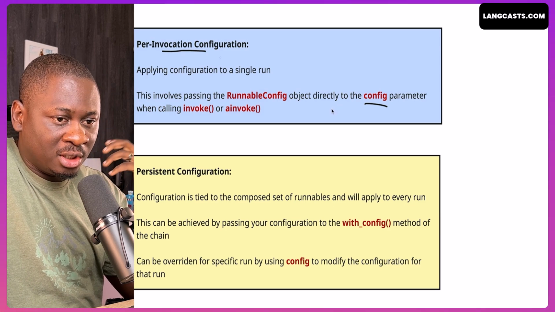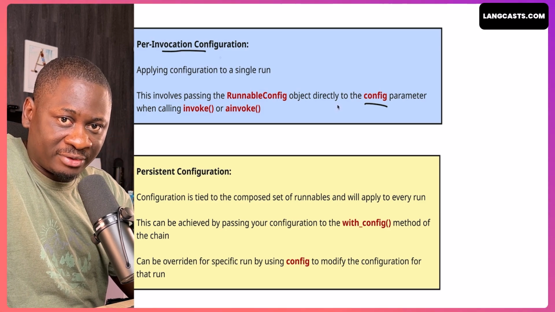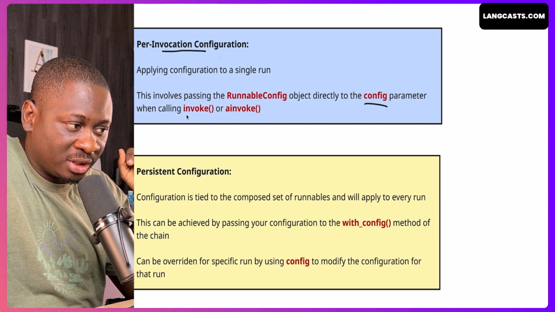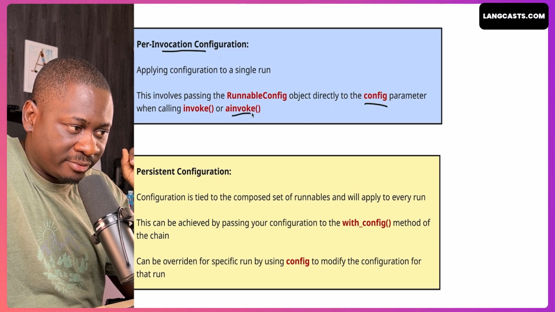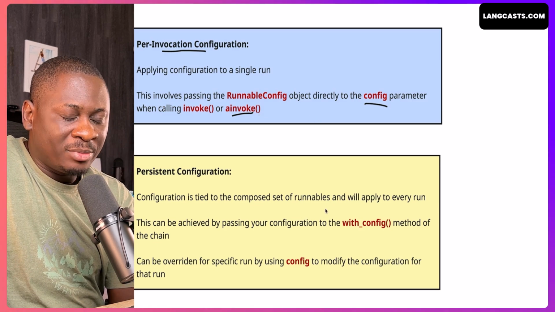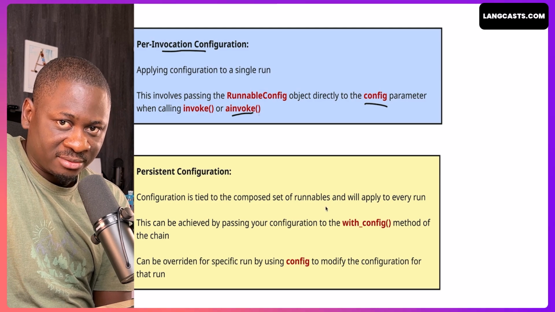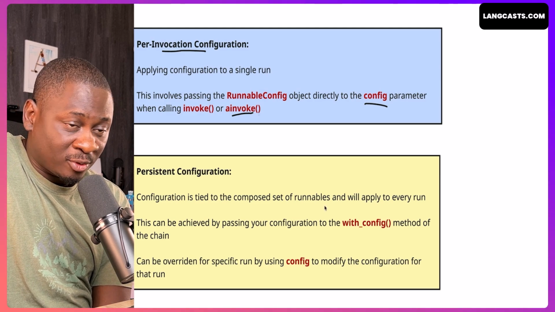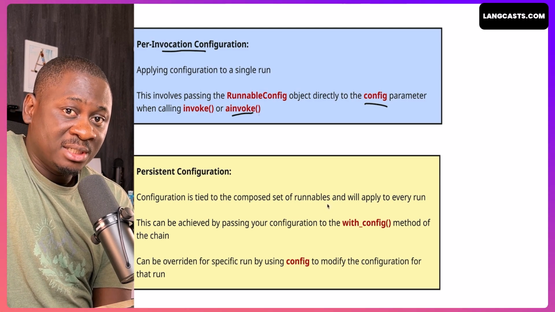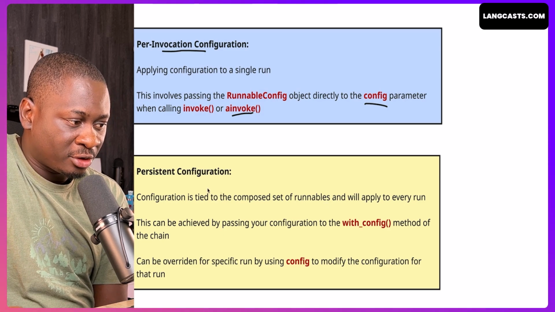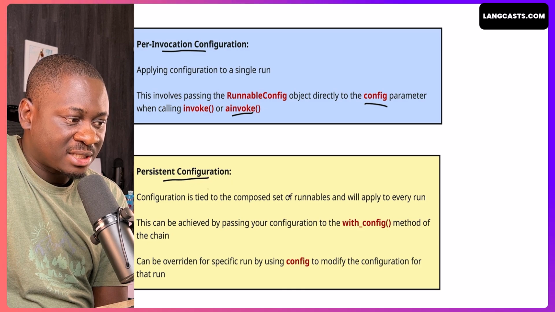It's not going to occur for every run of that particular chain. It's just for that particular run that you set config for when calling invoke or ainvoke. You can also make it persistent. You can attach the configuration to a particular chain so that anytime that chain is run, whether config is passed in or not, it's going to use those configuration sets. So that's the persistent configuration style.